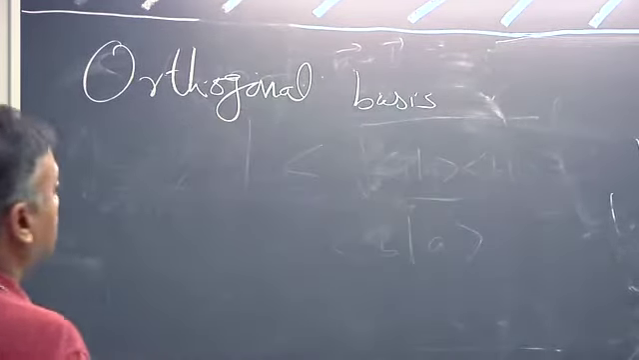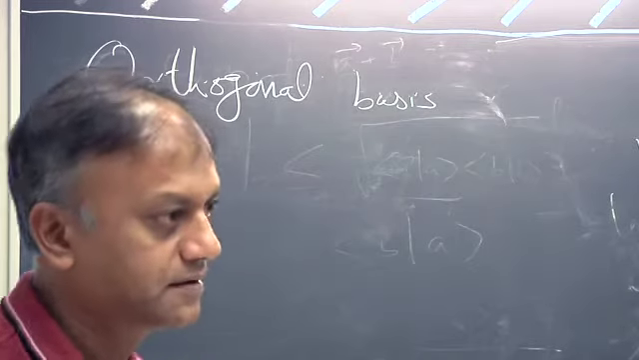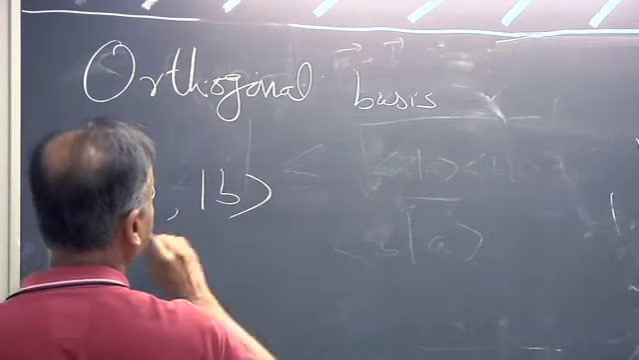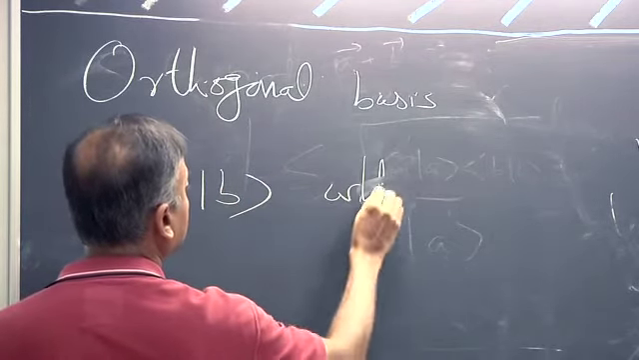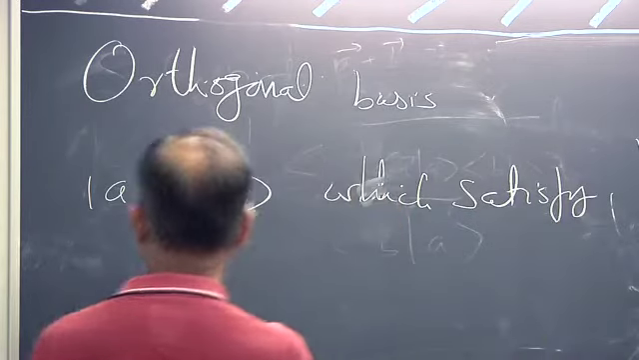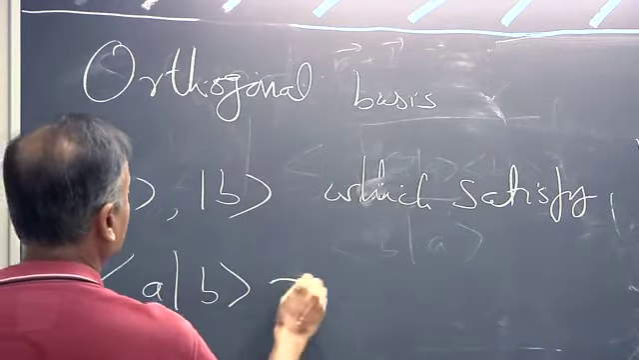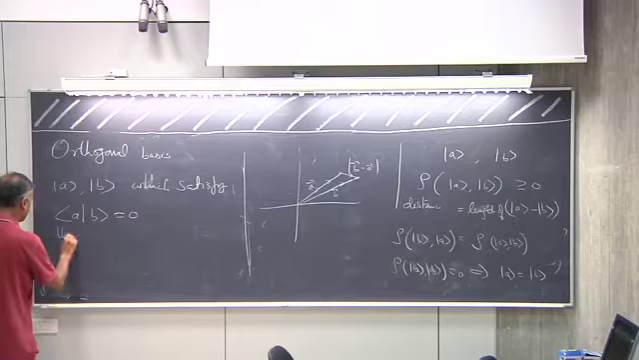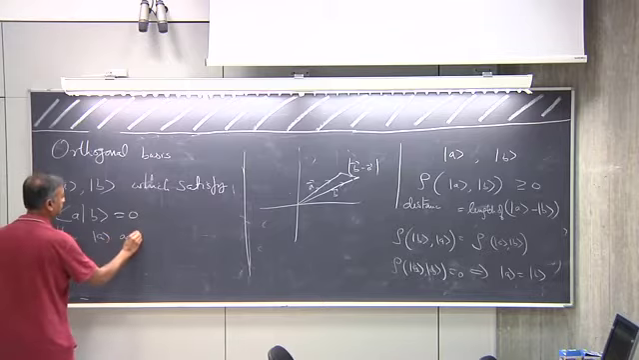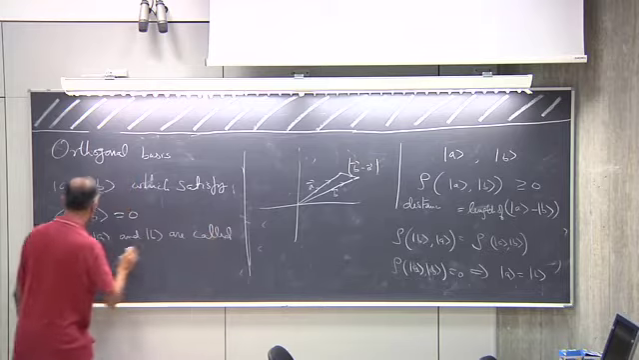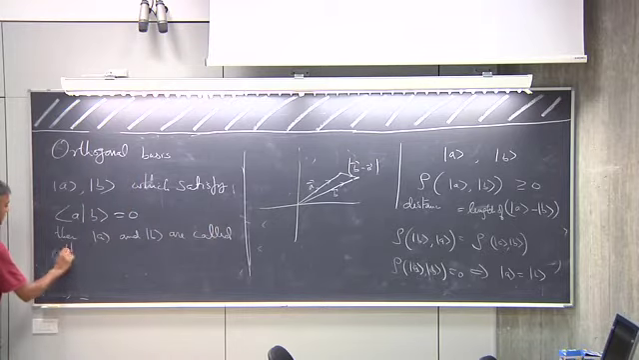Okay. So first of all, let me define what an orthogonal vector is. What are orthogonal vectors? If I give you two vectors A and B which satisfy the condition A with B is 0, then A and B are called orthogonal to each other. So that's the definition of orthogonal.